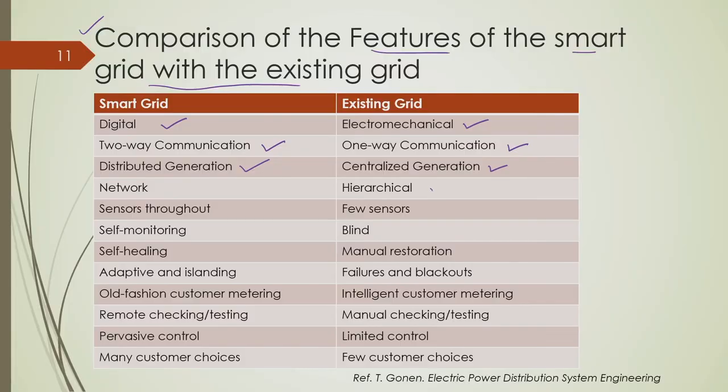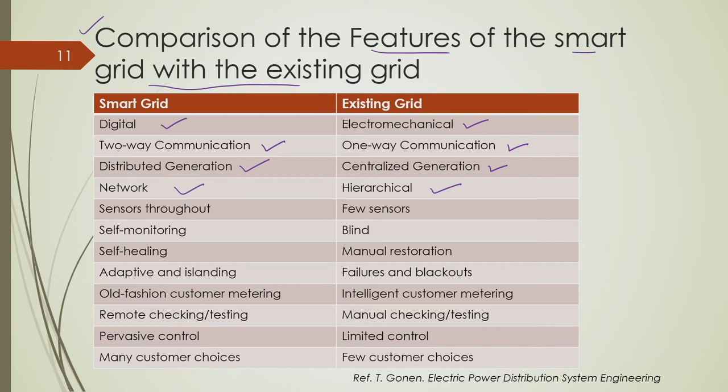The existing grid operates as a hierarchical process. I also discussed this in great detail: starting from the generation, then transmission, then sub-transmission, then primary distribution, and then it reaches the distribution transformer, and finally it reaches the customer via the secondary distribution network. But the smart grid itself acts as a self-sufficient network.